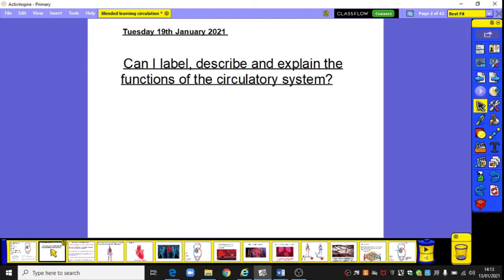Okay, well today we're going to be labelling, describing and explaining the functions of the circulatory system. Now some of you might know quite a bit about this already and some of you might not know very much, but all of you will have a chance to label things and describe things and explain things as you go along and hopefully learn something new.